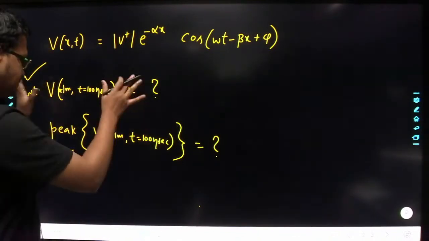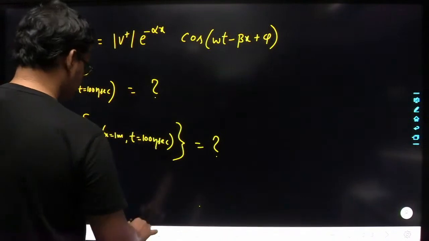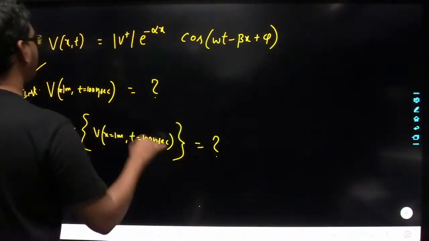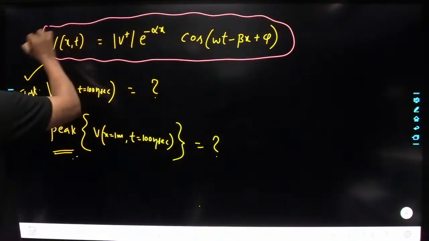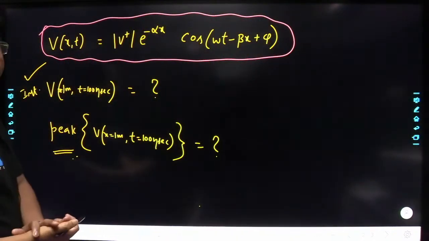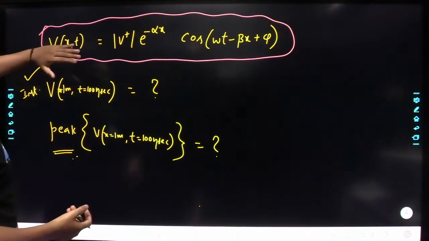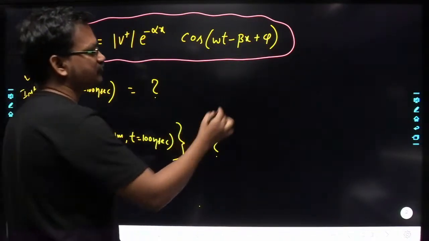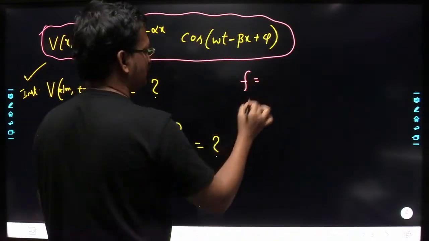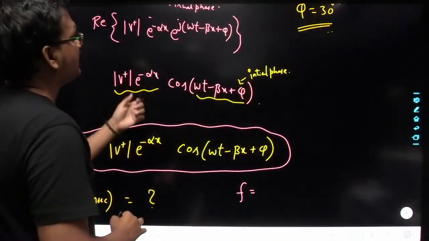So in order to determine these things, first of all you have to determine this voltage, yes or no? You have to determine this V of x comma t. Understood? See, in V of x comma t, what we know here? They have given the frequency. I think they have given 1 gigahertz, right?